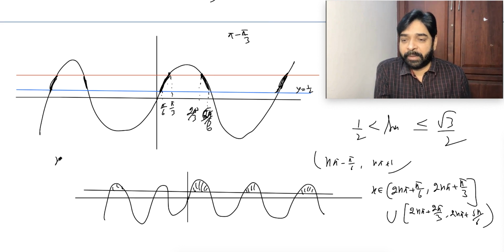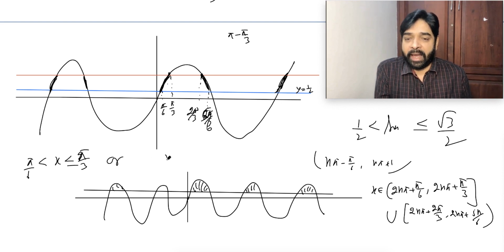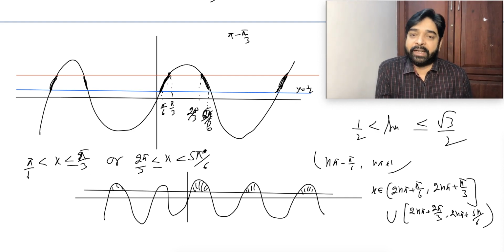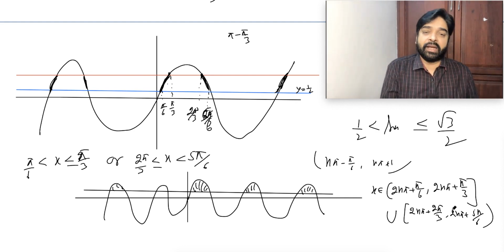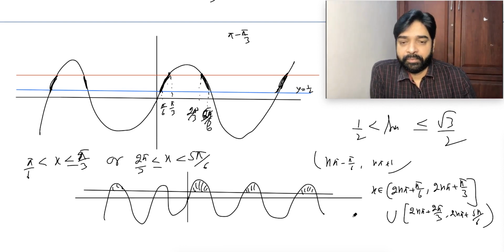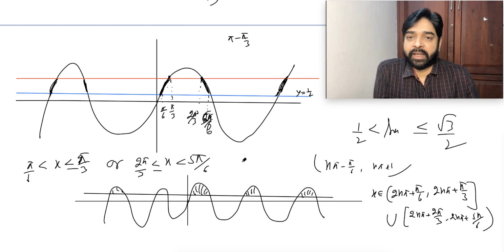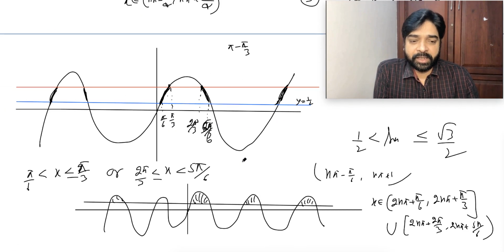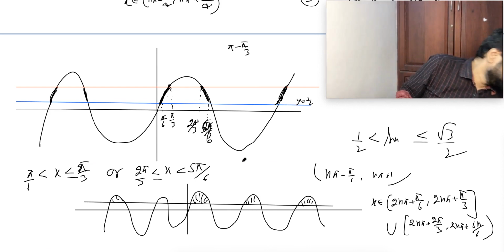So your answer will be x lies between pi by 6 to pi by 3, or x lies between 2 pi by 3 to 5 pi by 6. Because 1 by 2 is open, that's why here open, here open. Now add 2n pi on both sides, or means union, and I will put up this answer. This is the way the answer will come. Is it correct? Coming to the next. If anybody is still writing, please take a screenshot. I'm changing the page.